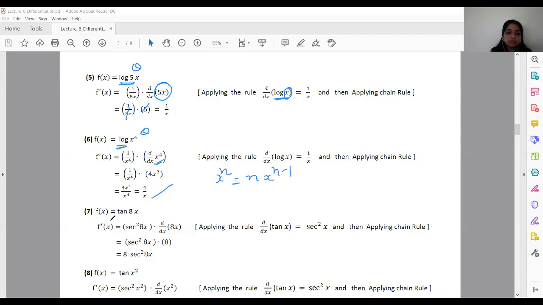The next one is, our function is tan 8x. 8x is our theta. The derivative of tan x is sec square x. So the derivative of tan 8x is sec square 8x, that is theta will remain the same. So sec square 8x, and by applying chain rule, d by dx of 8x, that is just 8. So by the simplification we get the answer 8 sec square 8x.